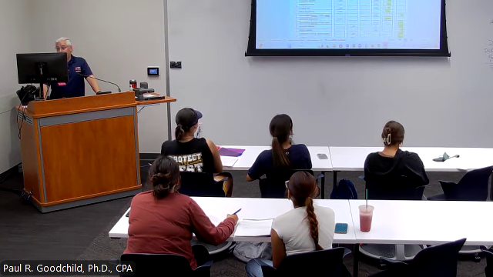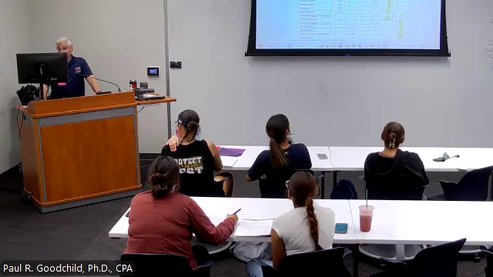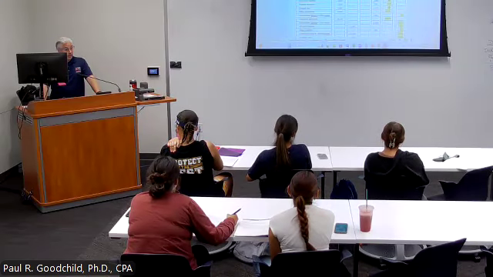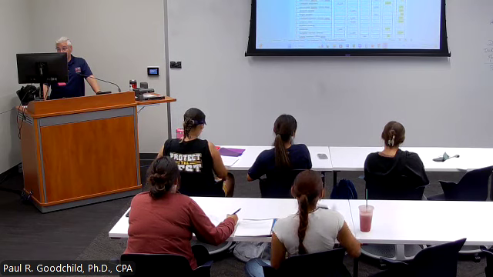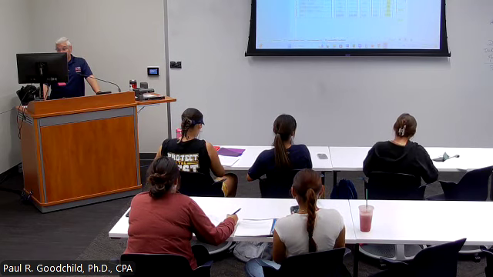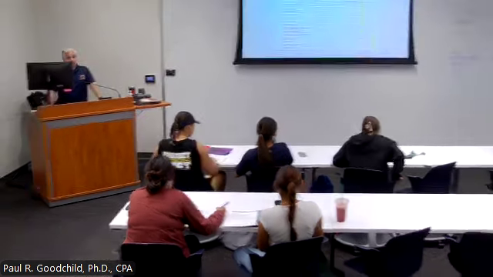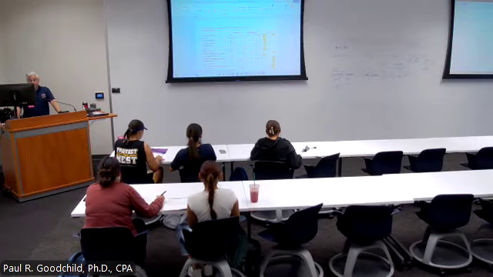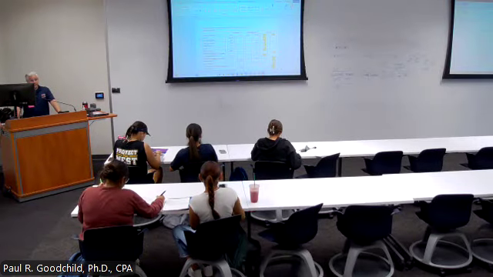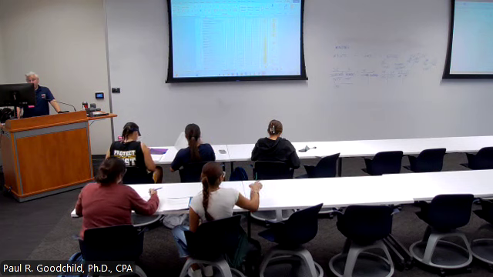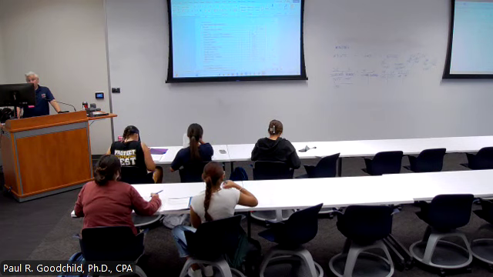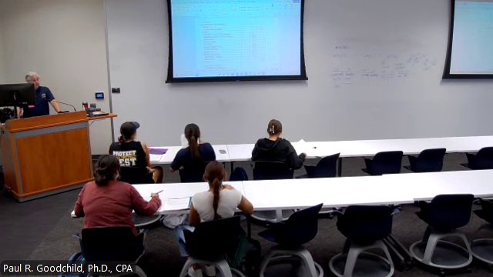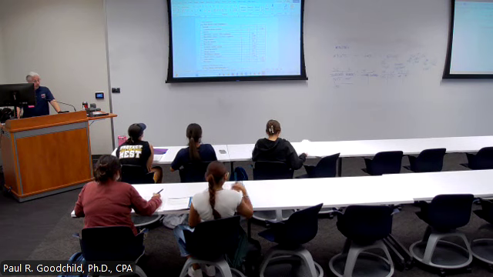Okay, so this becomes our adjusted balance sheet. We've made our adjusting entries, and this is our adjusted. What we do is we just take the information from here, these adjusted balances, and we plug them into our income statement and our other statements.